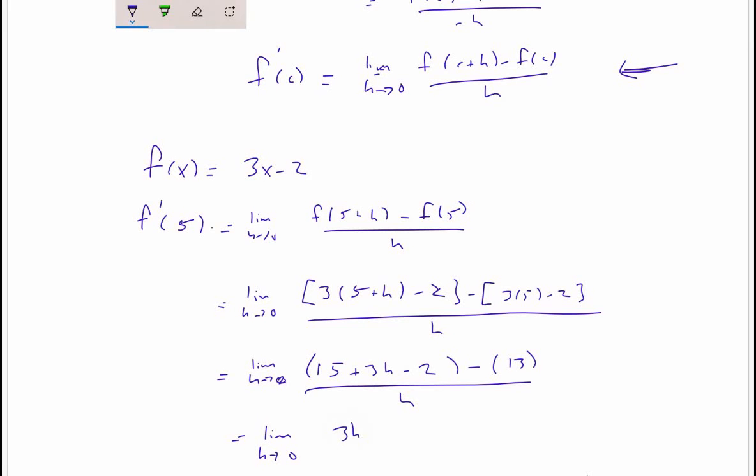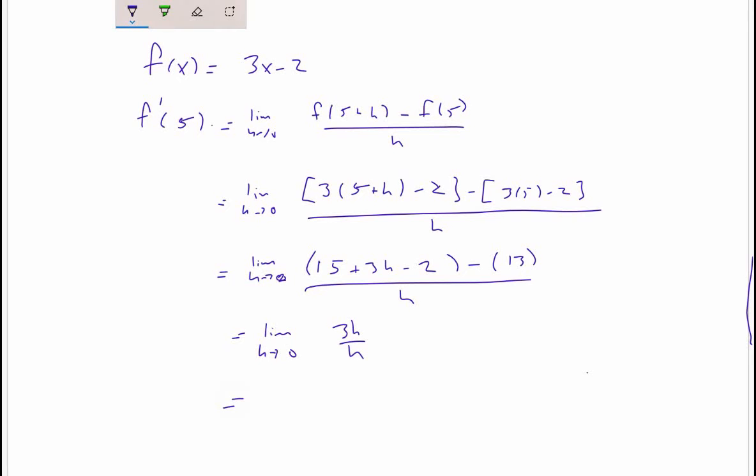Of 3h over h, which is just 3 as h approaches 0. So the limit is a constant. The rate of change for that function is 3. Now, I picked a linear function because we already know from past experience that that number is the slope, right? So I'm just using this to verify to you that the formula works.